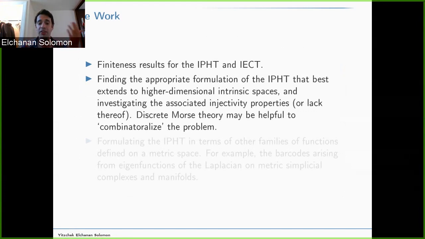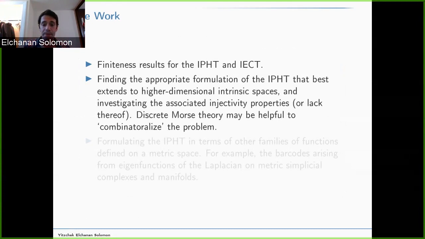So some way to discretize this, say, for a metric simplicial complex, you can imagine generalizing this setup in a number of ways. And can you prove injectivity results in high dimensions?